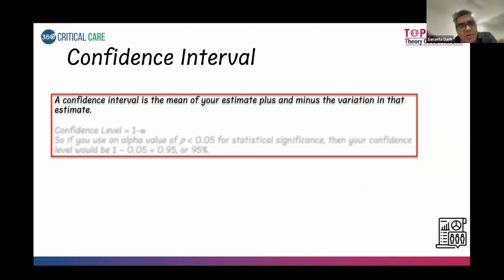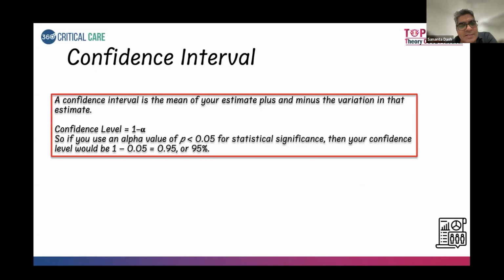So before understanding a confidence interval, you need to know what we mean by confidence level. 1 minus alpha is the confidence level, and 1 minus beta is the power. If you use an alpha value of 0.05 or less to be statistically significant, then your confidence level is 95% in case of detecting a true result. If your p-value or alpha value is 0.01, then your confidence level is 99%. So as your alpha value goes up, your confidence level comes down and vice versa.